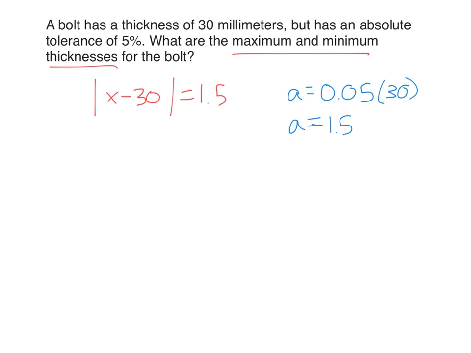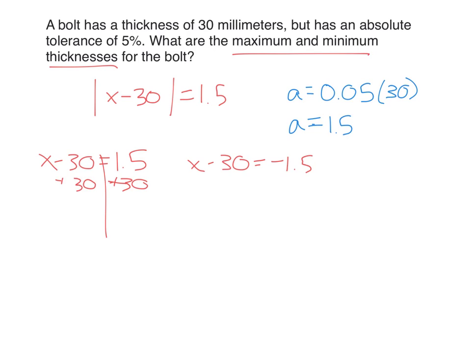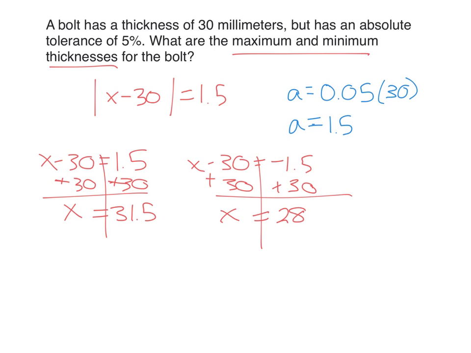Now we break up our equation into two separate equations. We have x minus 30 equals 1.5, and we have x minus 30 equals negative 1.5. We solve these equations the same way. We add 30. That gives me x equals 31.5. Add 30, and we get x equals 28.5. So the maximum possible value is 31.5 millimeters. The minimum possible thickness is 28.5 millimeters.